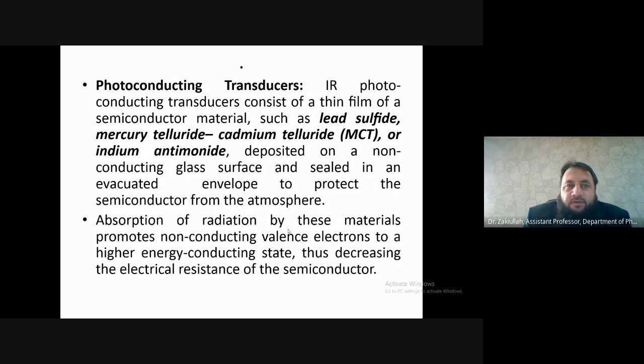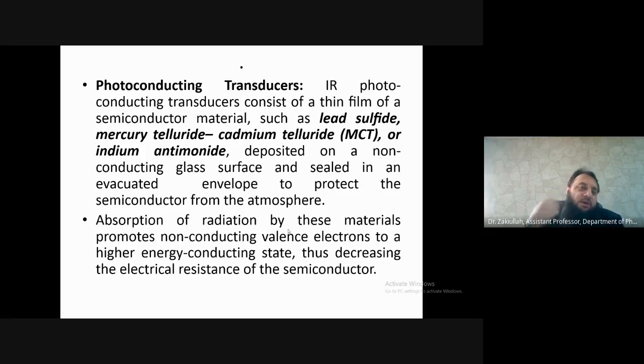In IR photoconducting transducers, they consist of a thin film of a semiconductor material, such as lead sulfide, mercury telluride, and cadmium telluride. That is also known as MCT, mercury cadmium telluride, or indium antimonide. They are deposited on a non-conducting glass surface and sealed in an evacuated envelope to protect the semiconductors from the atmosphere. So absorption of radiation by these materials promotes non-conducting valence electrons to a higher energy conducting state, thus decreasing the electrical resistance of the semiconductor.